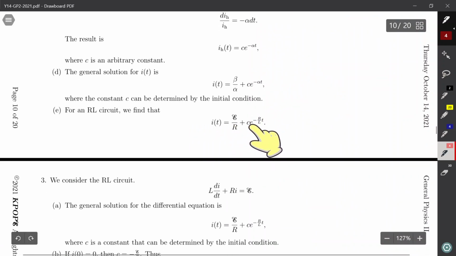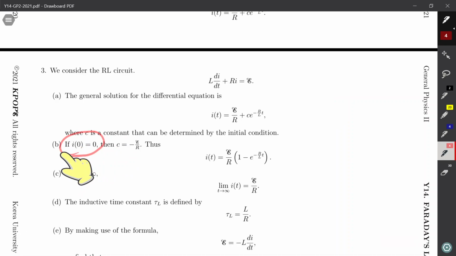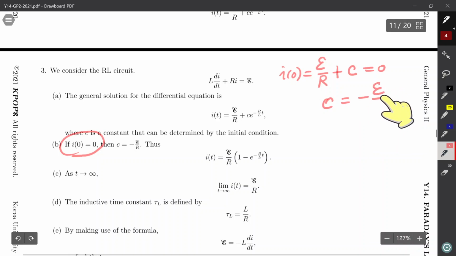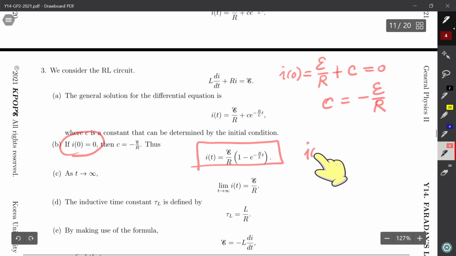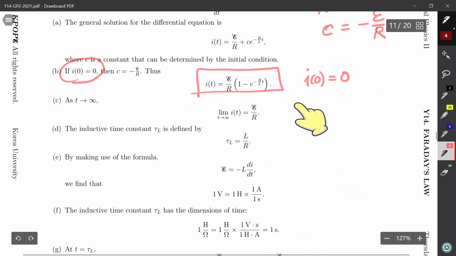Alpha is written as C here. If I equals 0 at t equals 0, that means C equals minus E over R. Therefore, if we substitute in this result, the final result is like that. This one is for the I0 equals 0 case. In the limit t goes to infinity, this one goes to 0.